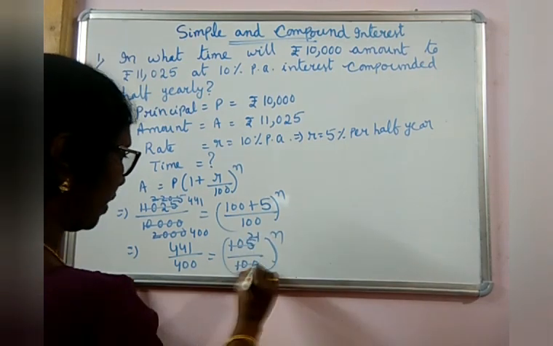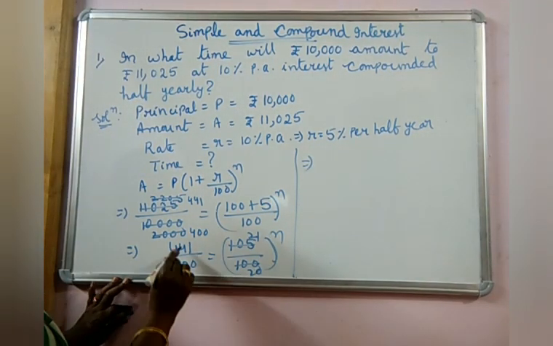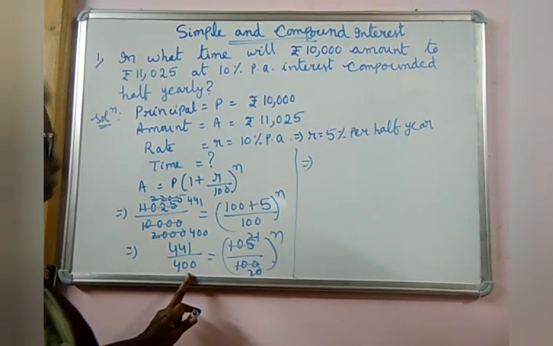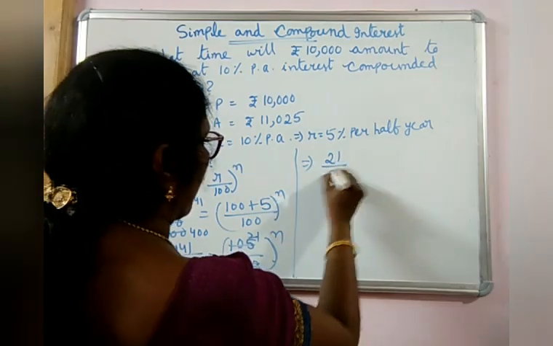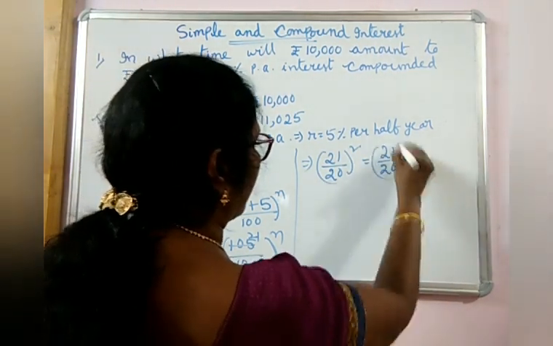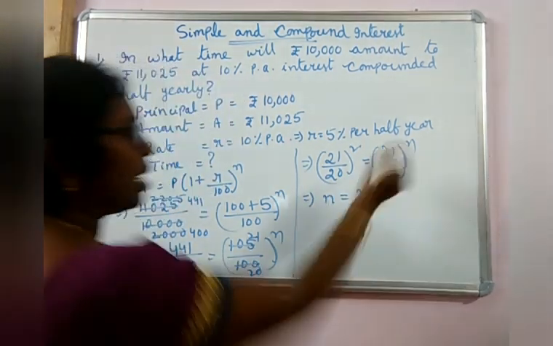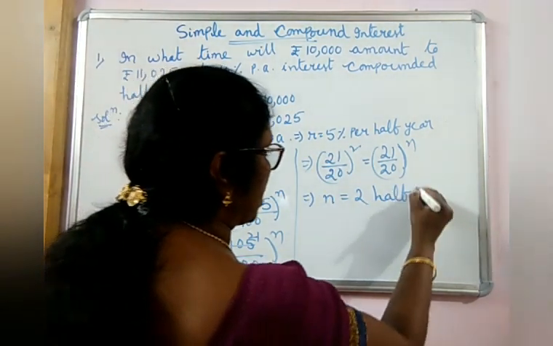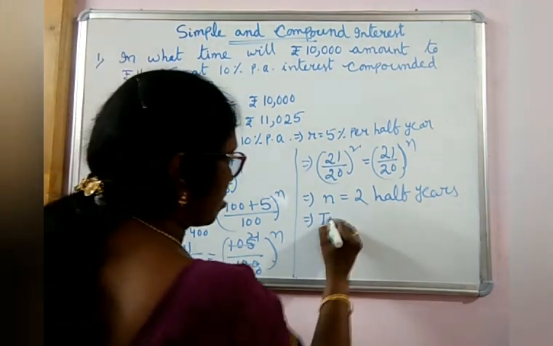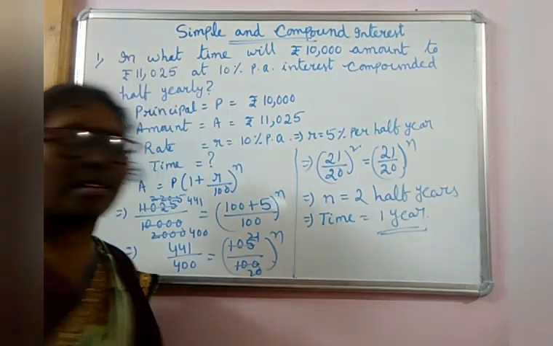If you cancel by 5, 21 and 20. You see here base is 21 by 20. Here also you can convert this: 441 is 21 square, 400 is 20 square. So (21 by 20) square is equal to (21 by 20) to the power n. Now both the bases are same, so the powers are equal. n equal to 2 half years, because the rate we have taken is per half year. That means time is 1 year. The required time is 1 year.